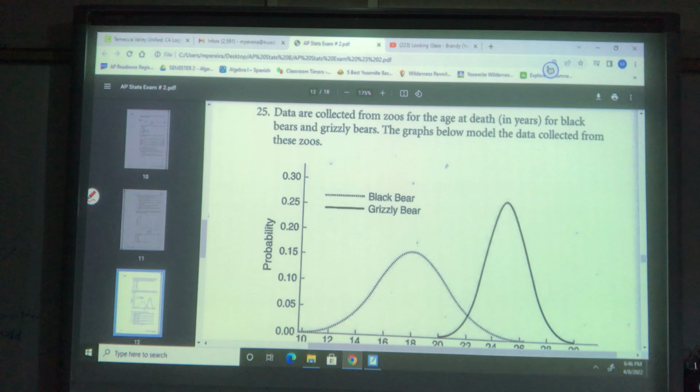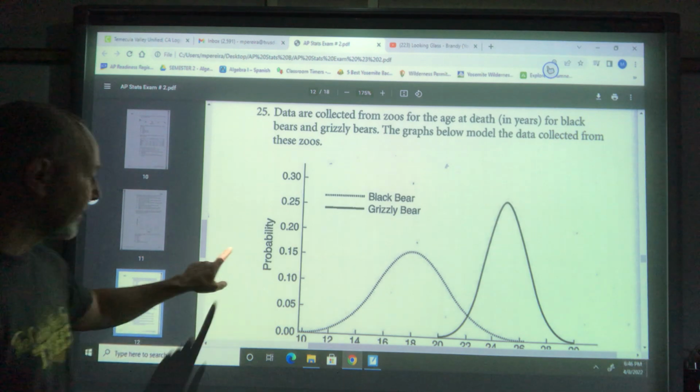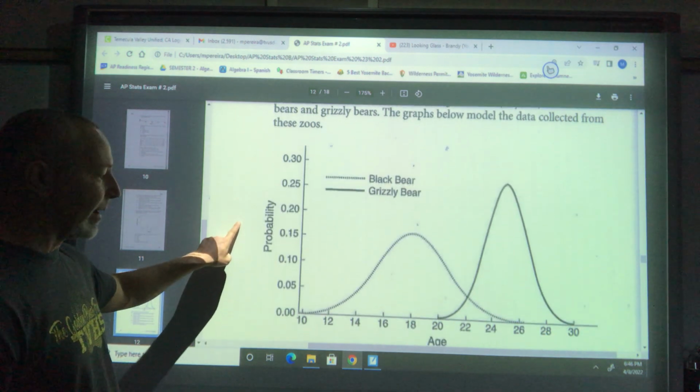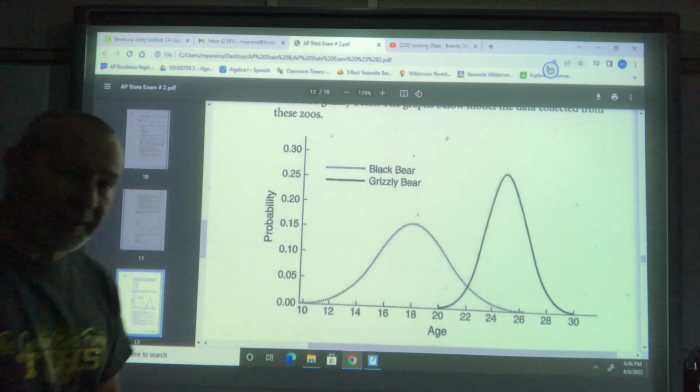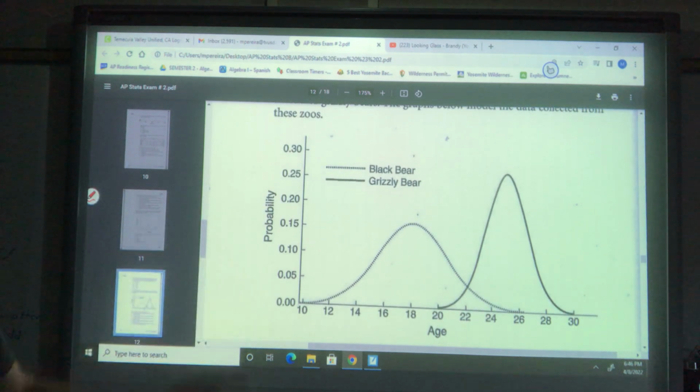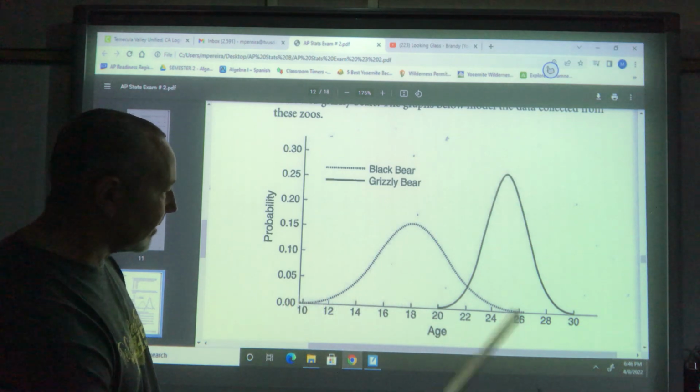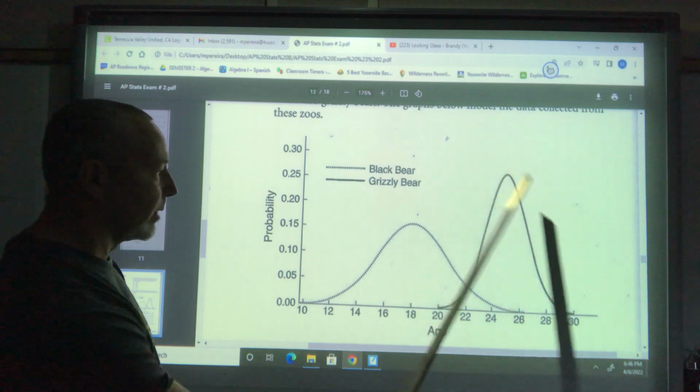Data are collected from zoos for the age at death in years for black bears and grizzly bears. The graphs below model the data collected from the zoos. Let's talk about these, and I would do this if I was taking my AP exam. I would look at this and analyze the graph and then go to the questions. These are the black bears. These are the grizzlies over there.